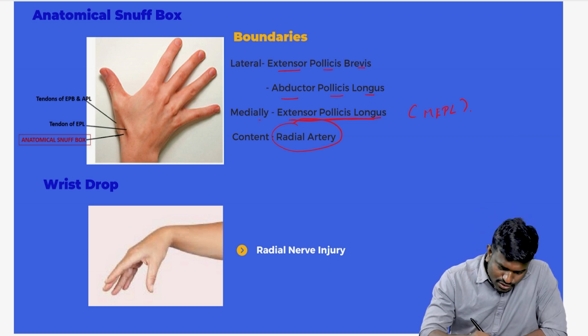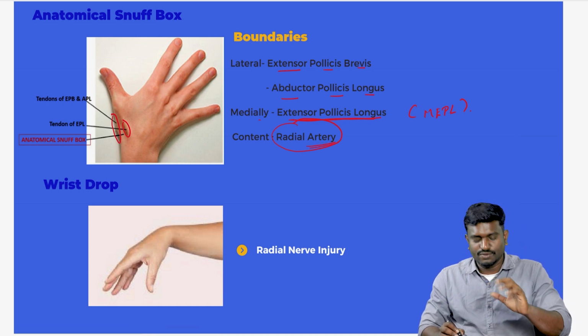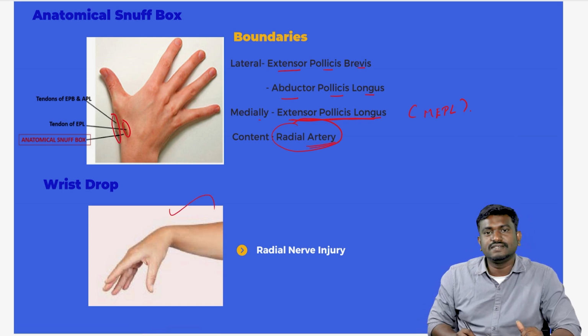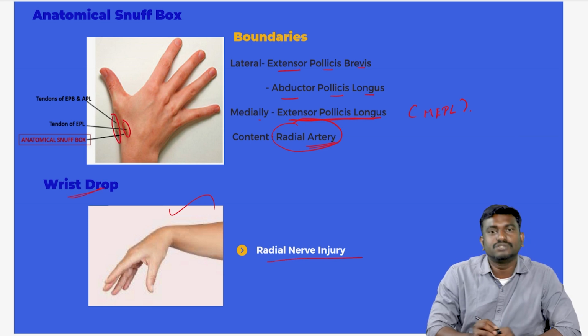Very good. So this is going to be our medial border, and this is going to be what? Our lateral border. Content is going to be the radial artery. Very good. What is the image here, sir? It's very easy. That is going to be due to what? Radial nerve, and this is called as a wrist drop.